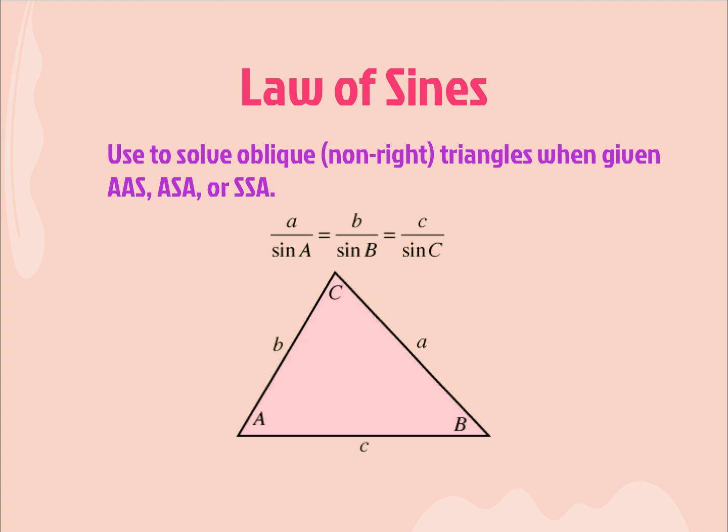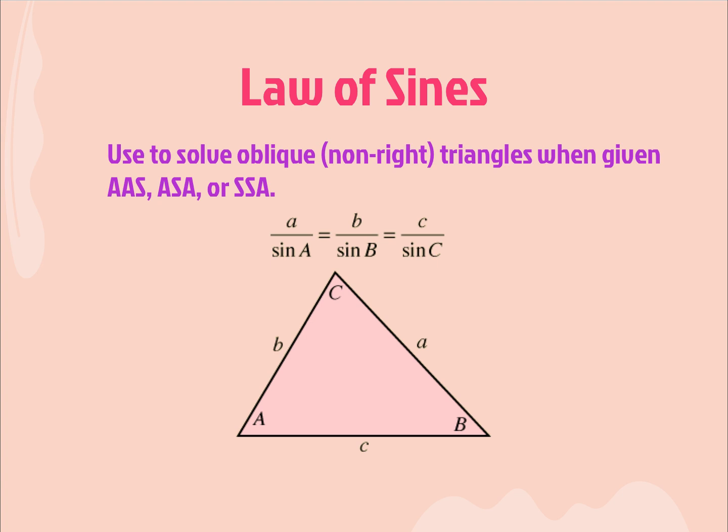We use what's called the law of sines to solve triangles, to find side lengths and angle measures of non-right triangles. Those are called oblique triangles. So if there's no right angles, it's called an oblique triangle, meaning you can't use the Pythagorean theorem. Once you know two sides, you can't use the Pythagorean theorem for the third side, okay?